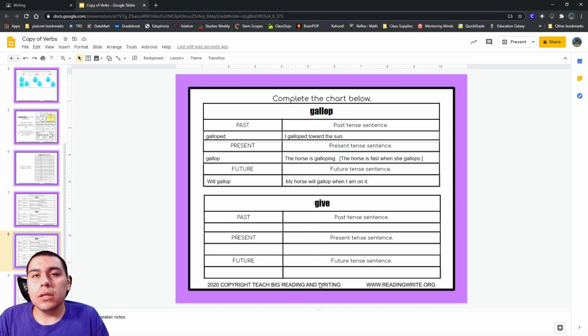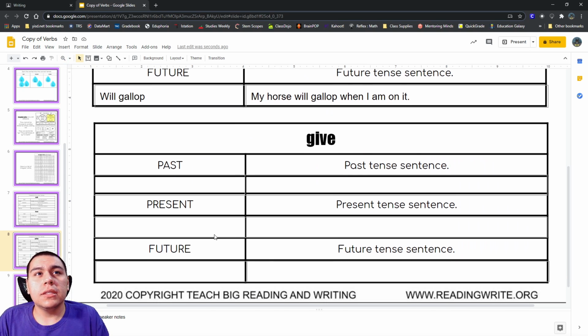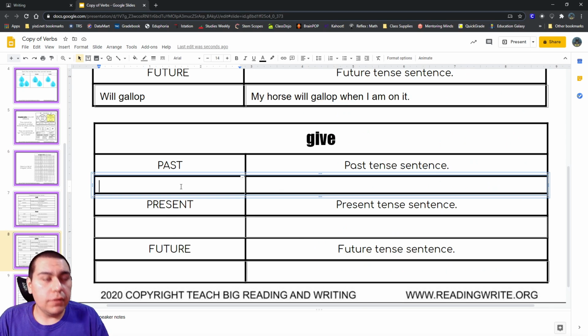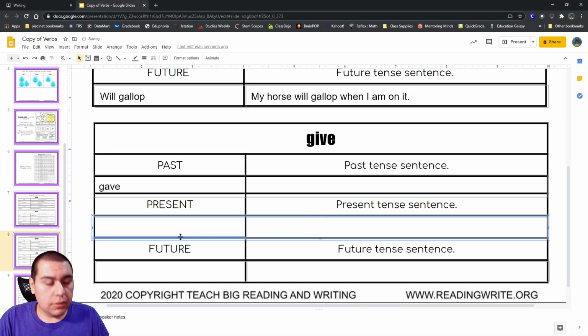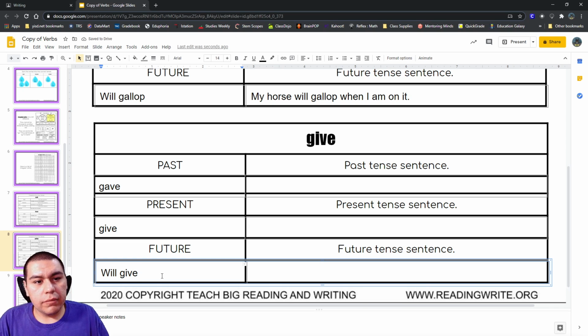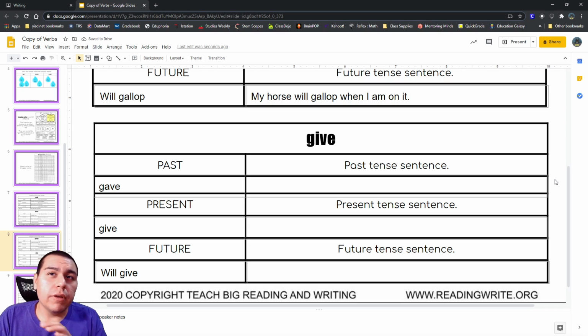Now let's take a look at the next one. We have give, and again, give is our irregular one. That's the one that doesn't follow the normal rule. If I look at my chart, I can see that give, the past tense, should be gave. So we have gave, we have give, and we have will give. Who can give me either a past, a present, or a future tense sentence using one of those verbs? Either gave, give, or will give.